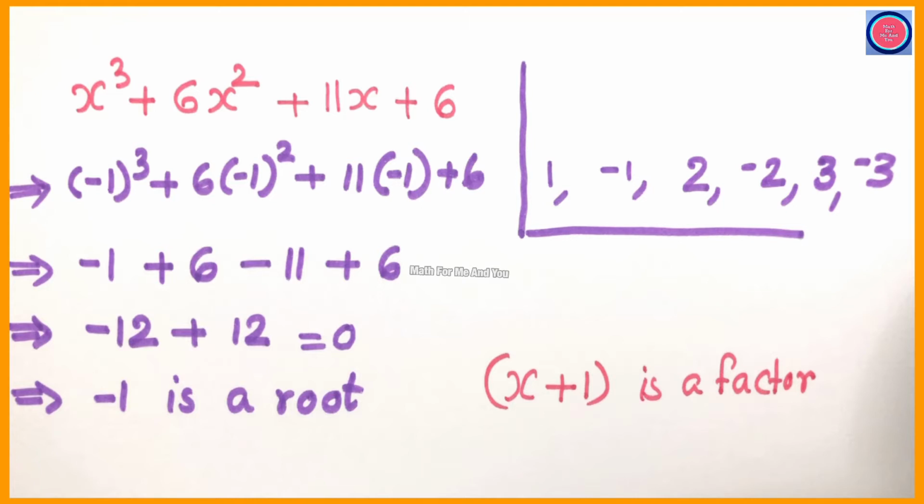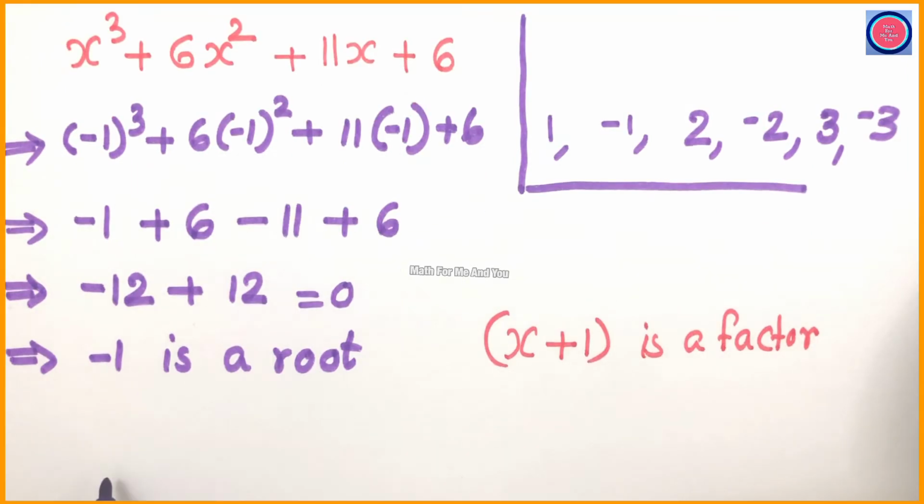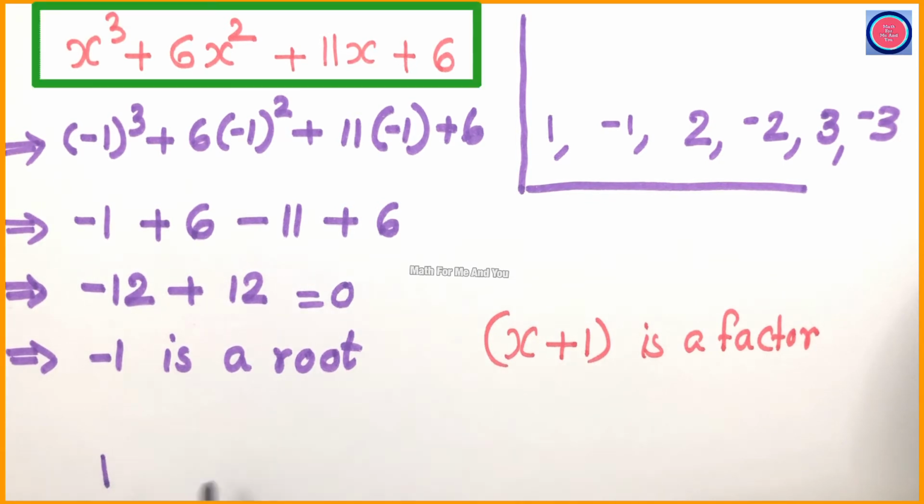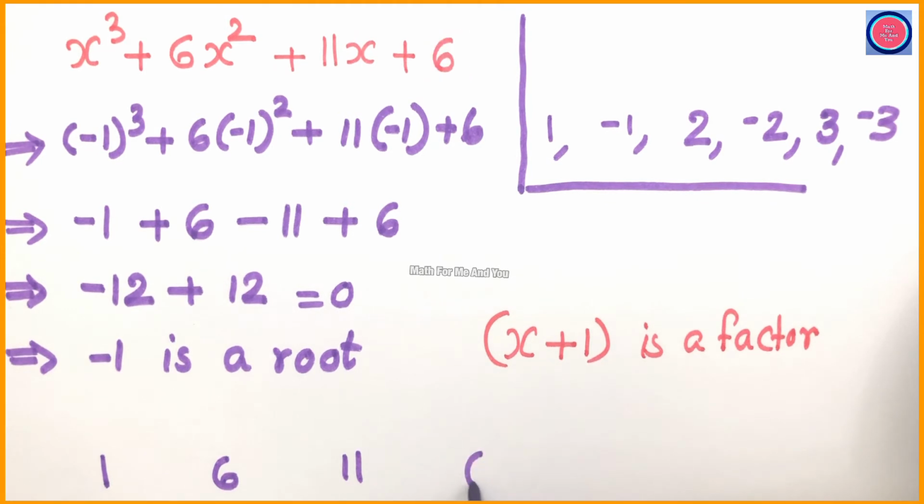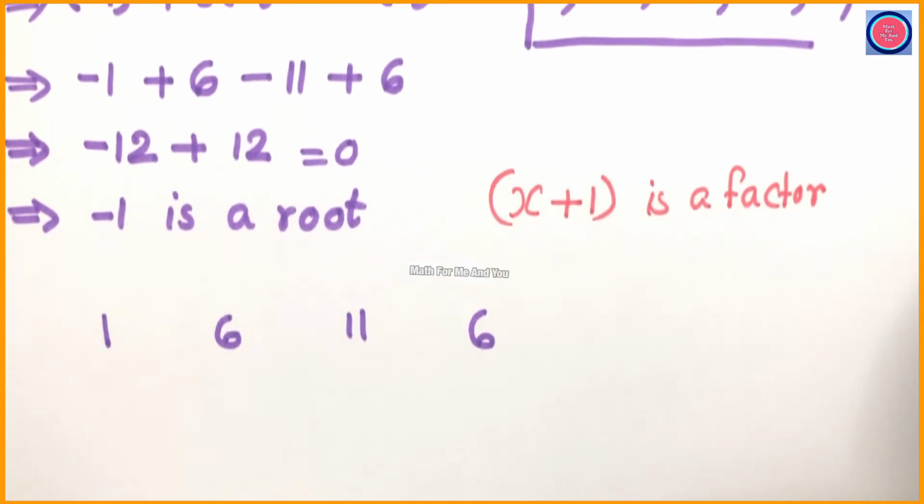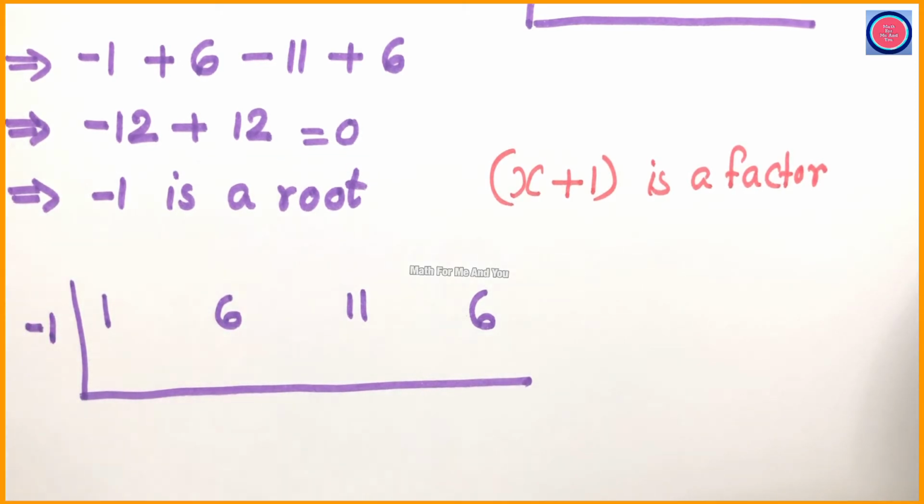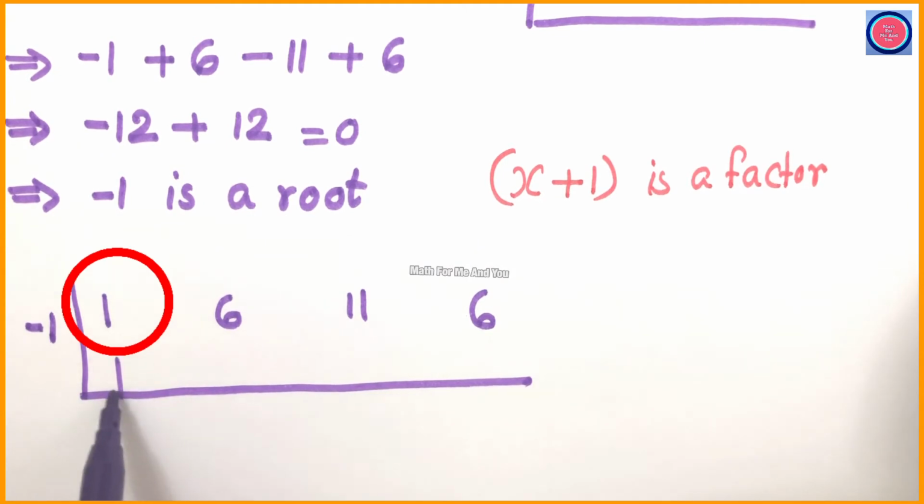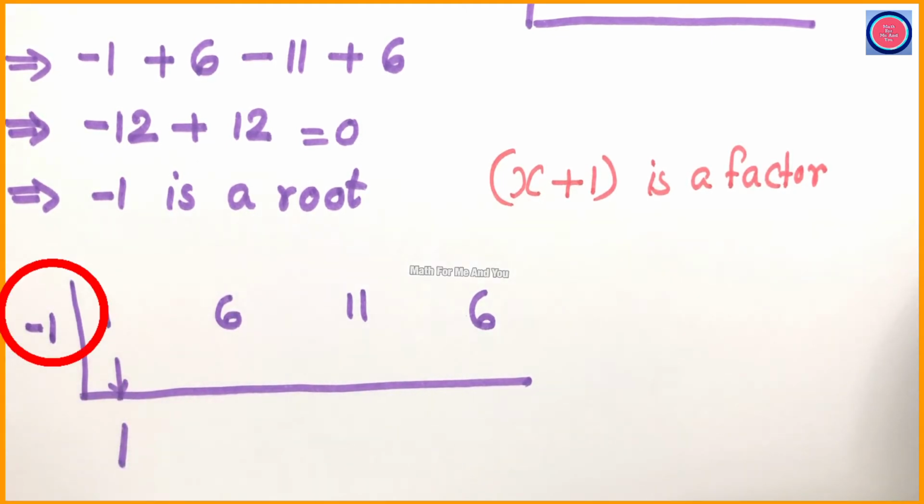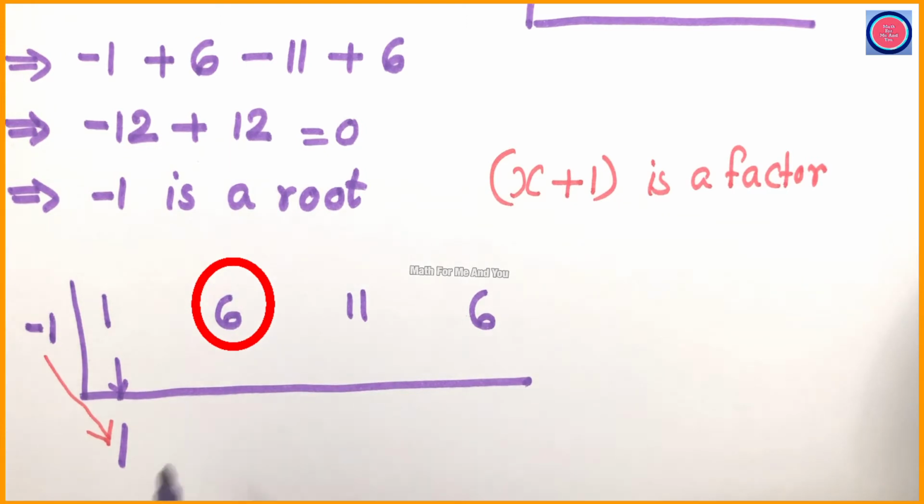For that what will we do? We will write the coefficients and make sure the given polynomial is in standard form. Here it is in standard form. Now we have to write down the coefficients and they are 1, 6, 11 and 6. Divide by the root. Which is the root? Minus 1. So we have to divide with minus 1. First step, we write 1 as it is and then diagonally multiply with the root. Minus 1 times 1, the answer goes right under the second coefficient. So here we write minus 1 under 6.